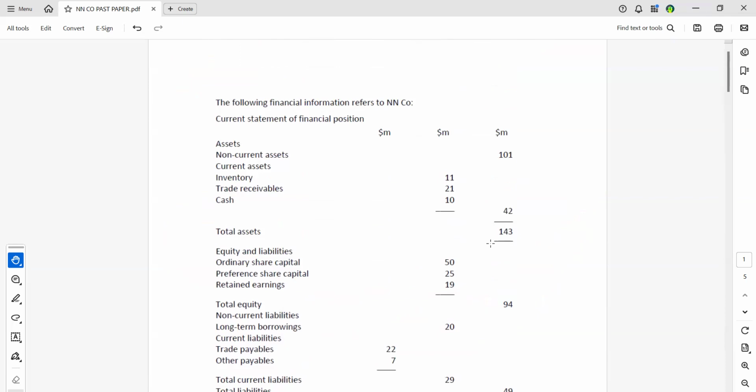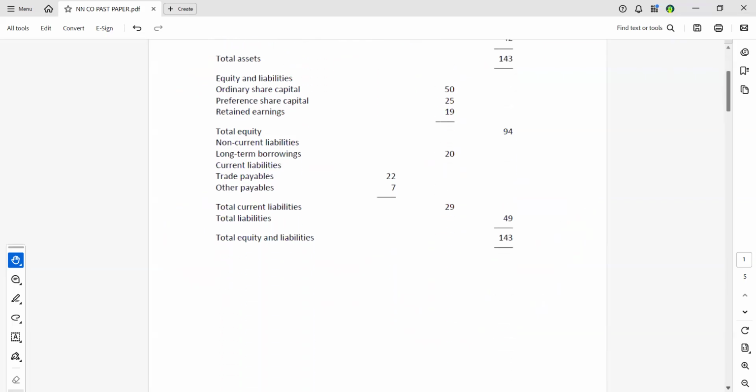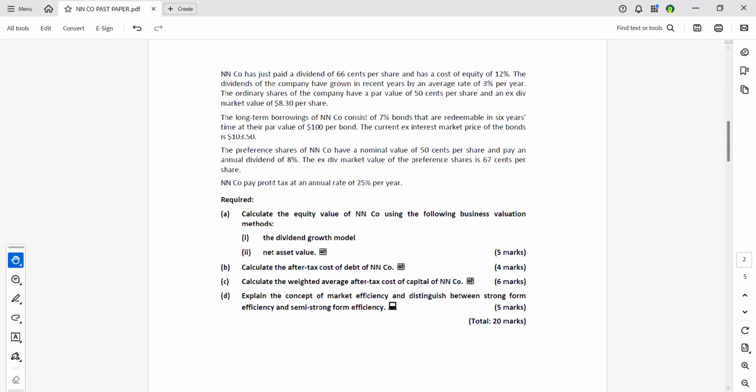It is now due for me to solve the NN company question. You can still see on the screen the following information relates to NN company. It is still important to read the main requirement. What is the requirement saying? The requirement is saying that calculate the equity value of NN Co using the following business valuation methods. The first one is what we call the dividend growth model. The next one is the net asset value method. Then we are going to calculate the after-tax cost of debt. And this is one of the things that, let me see if I can share with you this bit.